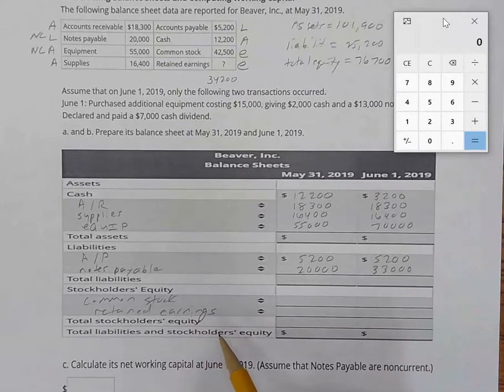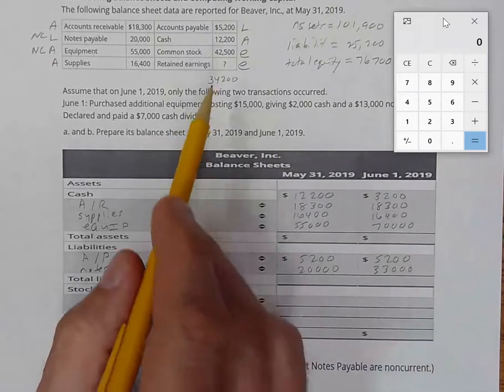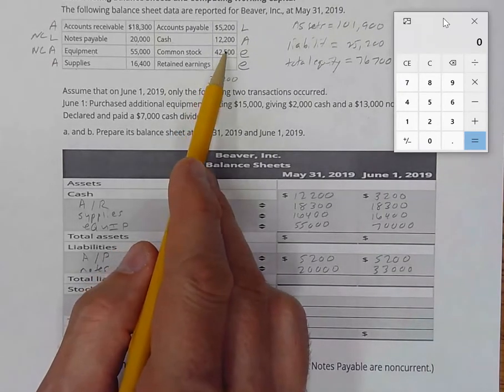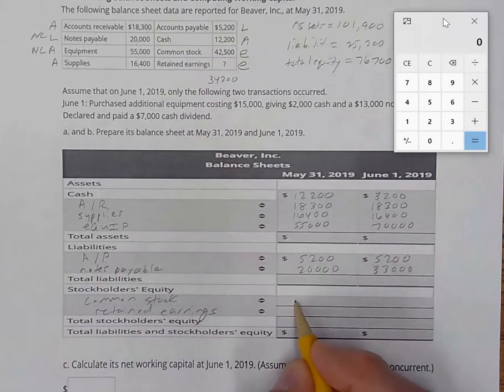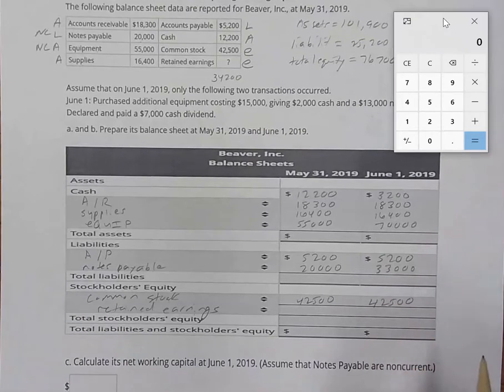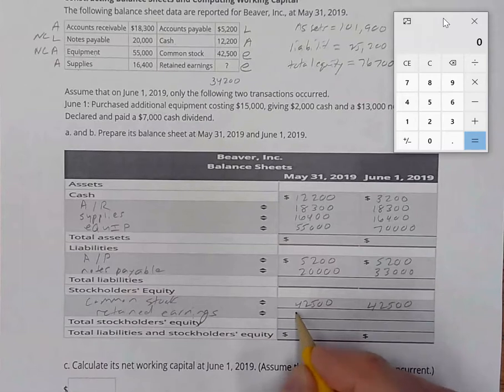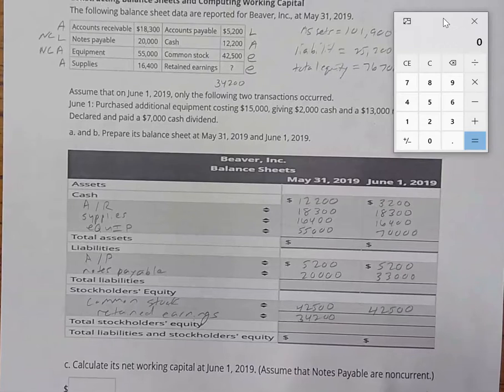So we actually already did this, part of this. Our common stock on May the 31st was $42.5. And we didn't have any additional owner contributions, so it's still $42.5 the next day. Retained earnings, we actually went ahead and calculated up here. I'm not sure we were supposed to do that, but we did it, so we might as well use that number. Okay? All right.